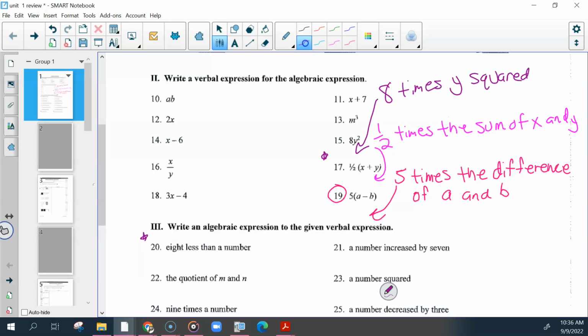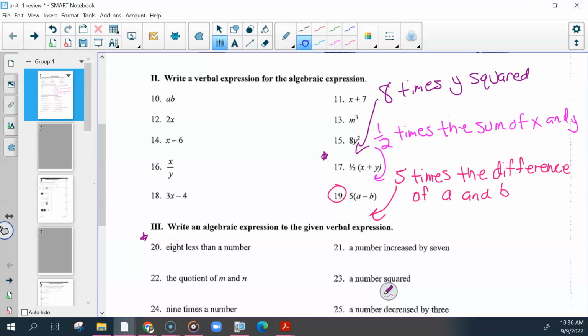8 times the square number y. If you said the square of a number y, then yes. So we also want it to make sense, English, grammar, whatever. All of those things. Clearly, that didn't make sense.